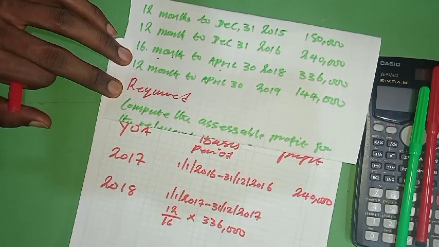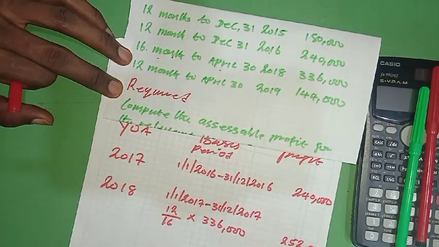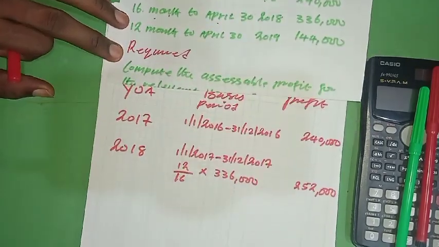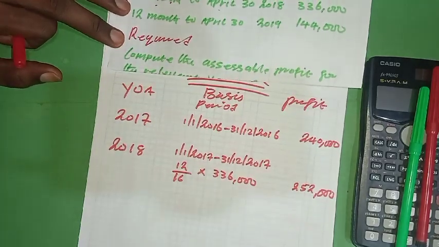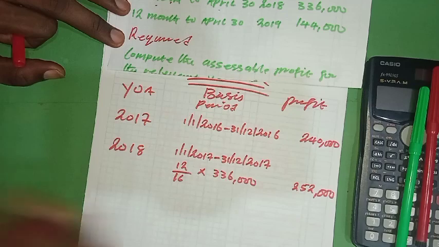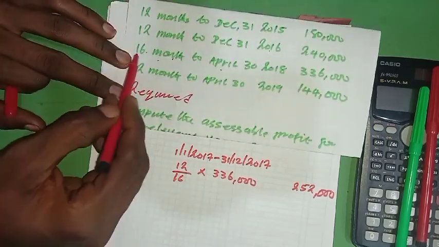Times, to give, please use your calculator to confirm the figure. To give you 252,000. Sorry, you're not seeing it. Oh, forgive me. Now, to give you this. Now, we have extracted 12 months out of this 16 months here.